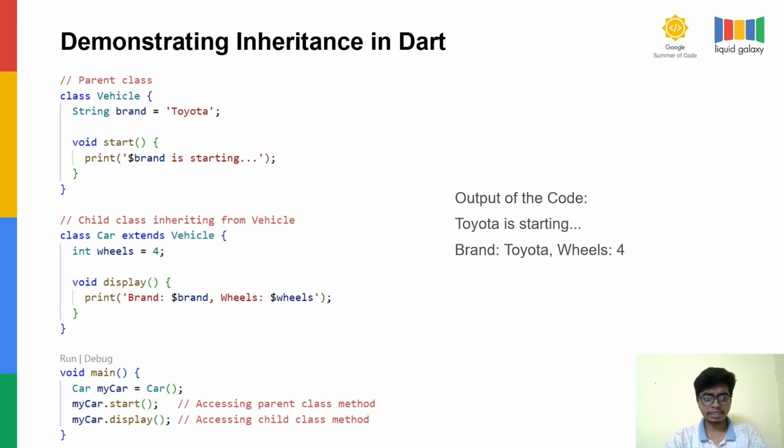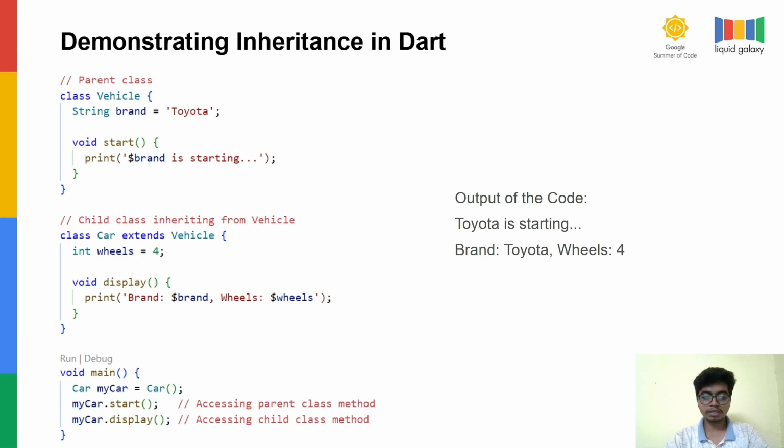Now I'm creating a child class which is inheriting from this parent class vehicle. The keyword that we use for inheritance is extends. So class car extends vehicle. It's extending vehicle property. Whatever property is mentioned in the vehicle, that property should also be applicable for the car class. So brand and start are also applicable for the car class because it's a child class of the vehicle.